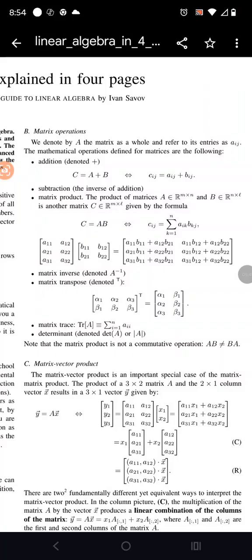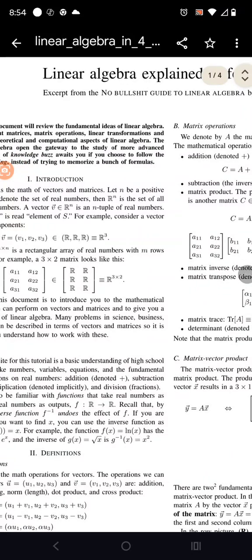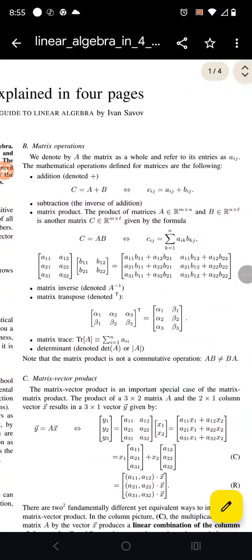Let's move on to matrix operations. So addition: C equals A plus B, of course assuming they have the same dimensions, same number of rows and same number of columns. So Cij equals Aij plus Bij. Subtraction is the same. Important is the multiplication, the matrix product.